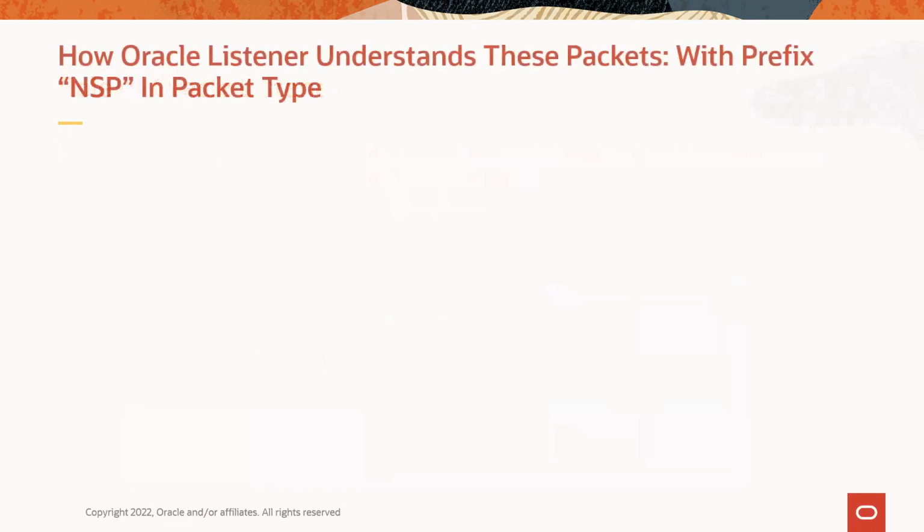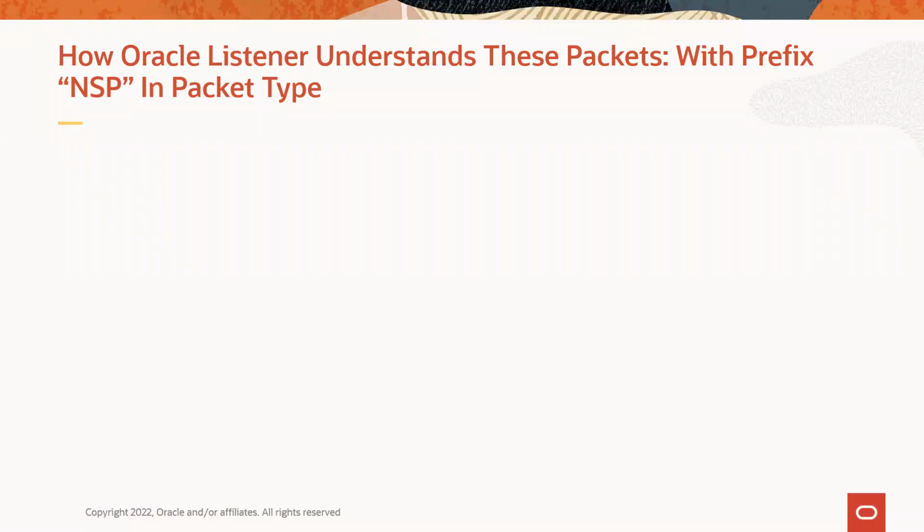Now, how does the Oracle Listener understand this packet? That is with the prefix NSP in its packet type. As I mentioned, for an Oracle database to communicate with an Oracle client, the protocol used is the TNS protocol. Okay, we understood it's the TNS protocol, now how do they communicate with each other?